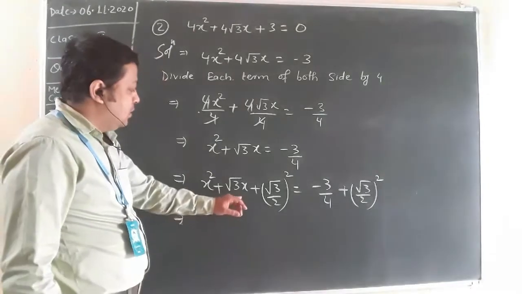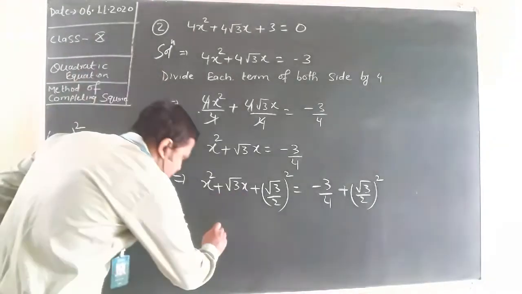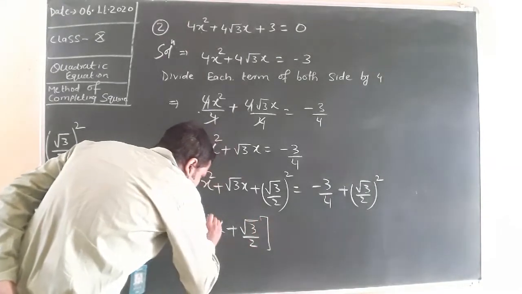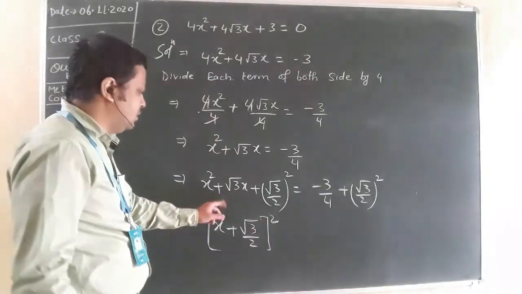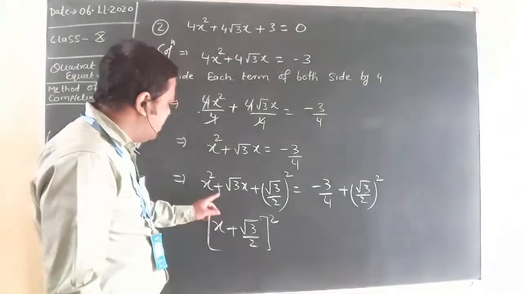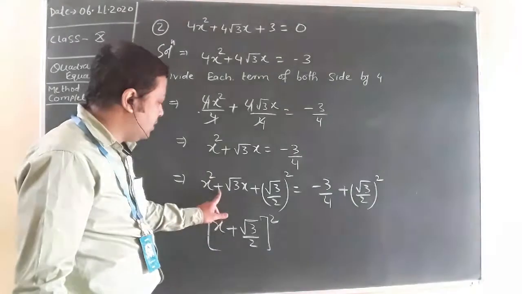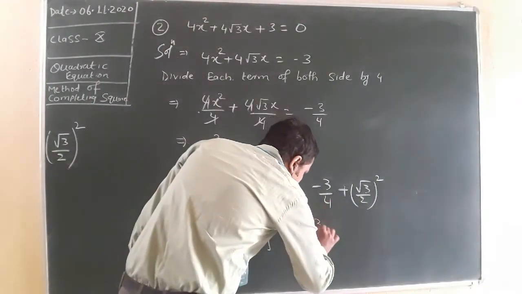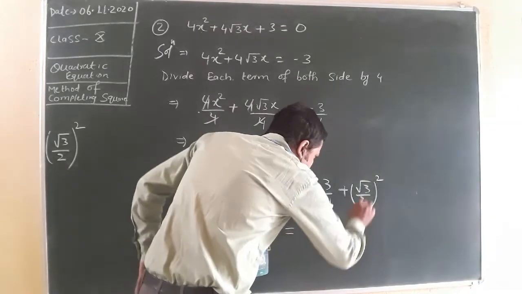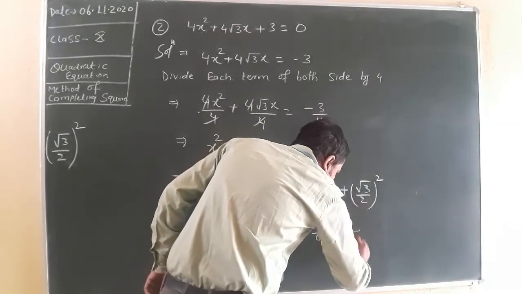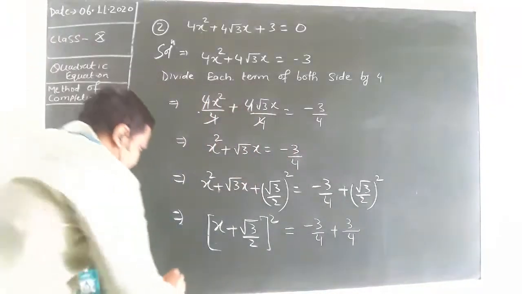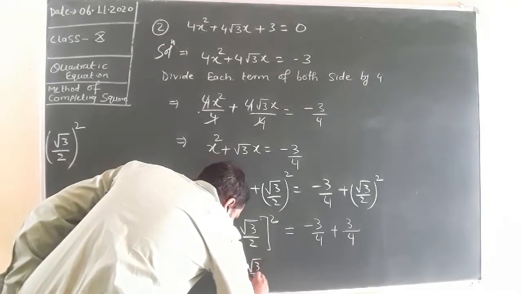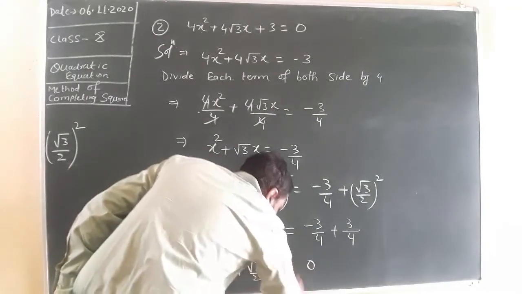Now see this one. The coefficient of x is positive, so it will be x plus root 3 by 2 whole square. Again I am telling you that if the coefficient of x is negative, it will be a minus b whole square. If the coefficient of x is positive, it will be a plus b whole square. Now solve the right hand terms: minus 3 by 4, root 3 square will be 3 and 2 square will be 4. So if you solve this one, x plus root 3 by 2 whole square is equal to 0.